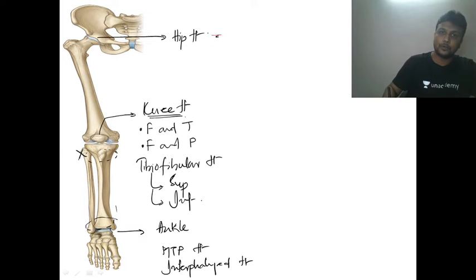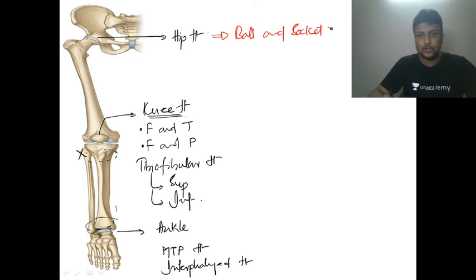Hip joint, I don't have to teach you. Yes, it is of which variety? Which subtype, guys? Ball and socket joint. Hip joint will be ball and socket variety. And after that, the knee joint here right now.